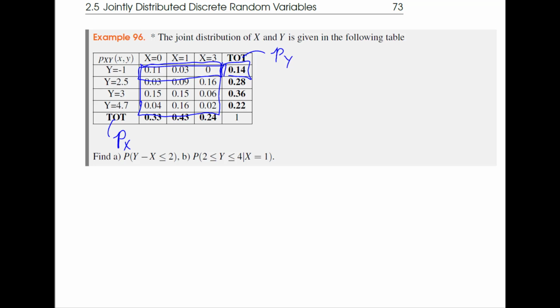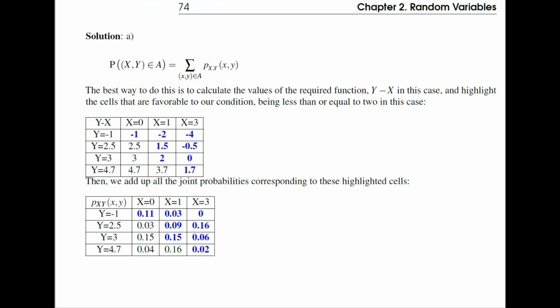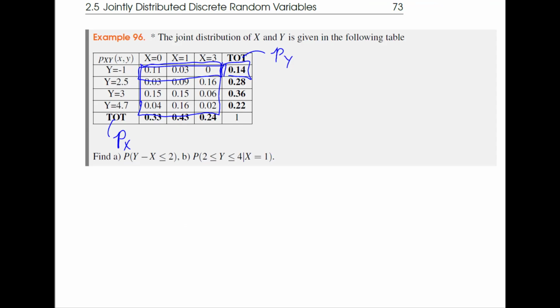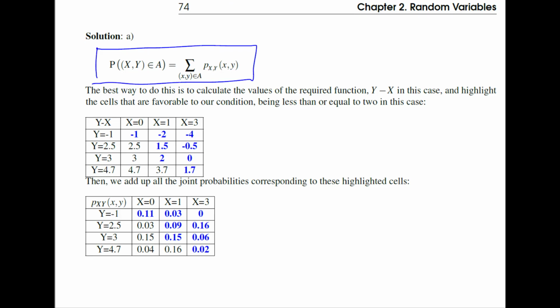Okay, so here the question is part A, what is that probability? And this is a typical question where we have to figure out what is the area A in this equation that we use. This is the never fail method to compute probabilities. So in this case, the condition is that y minus x is less than or equal to 2. So A is defined such that this holds.